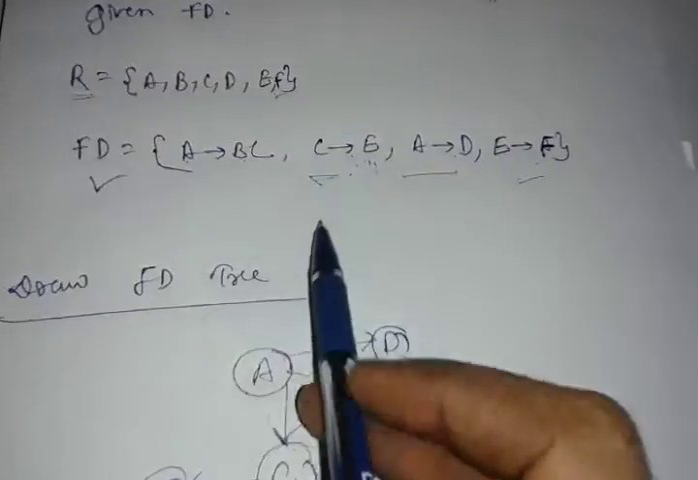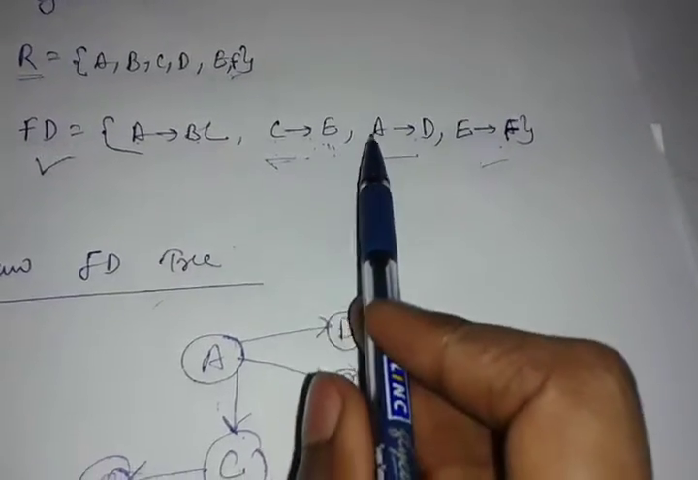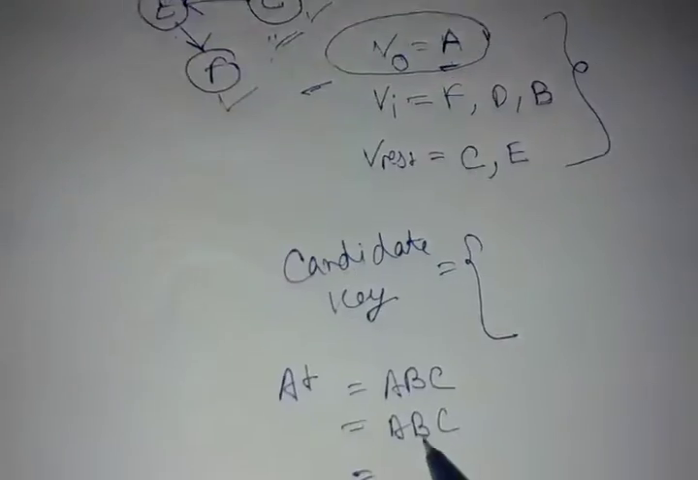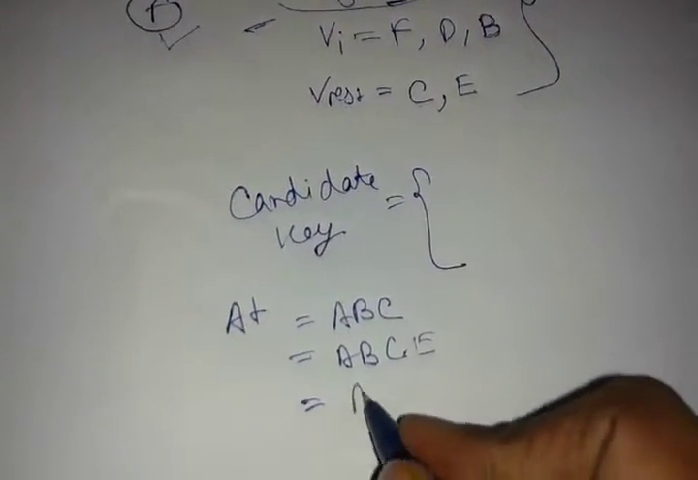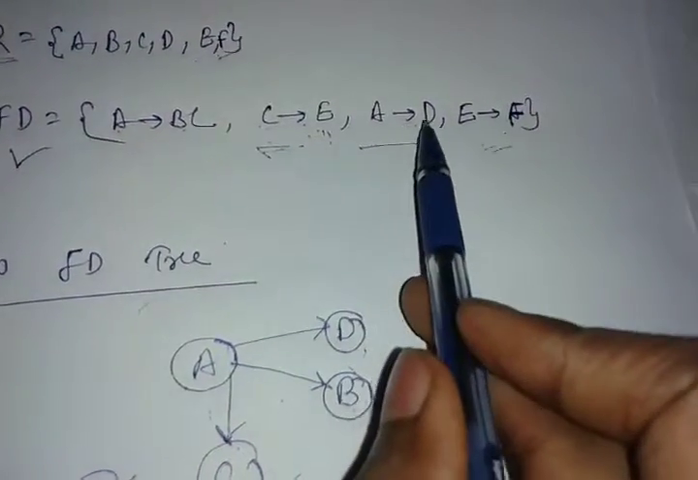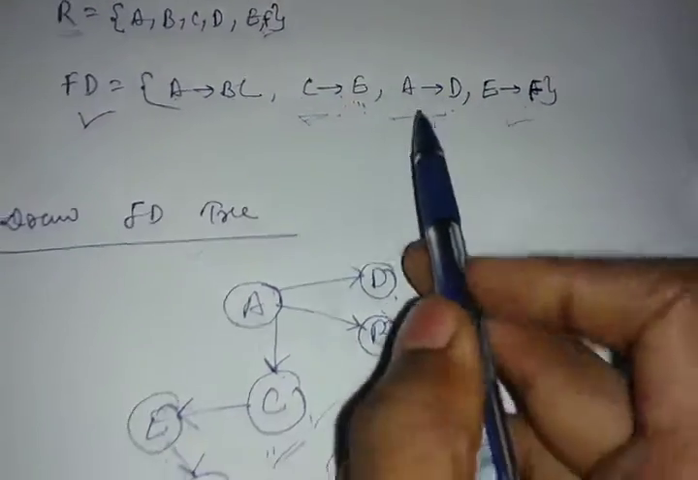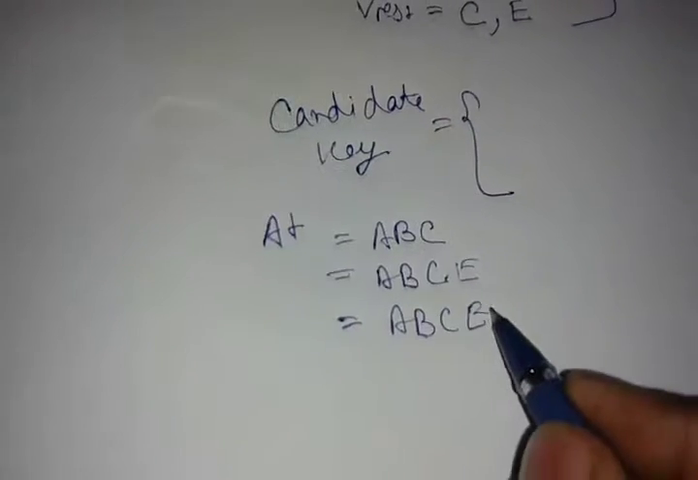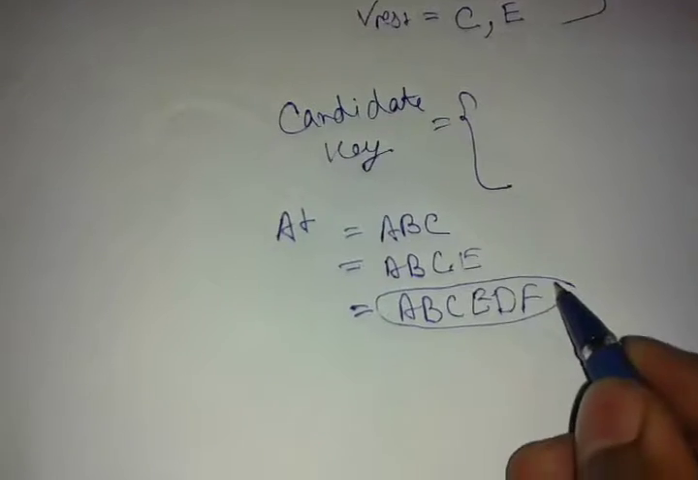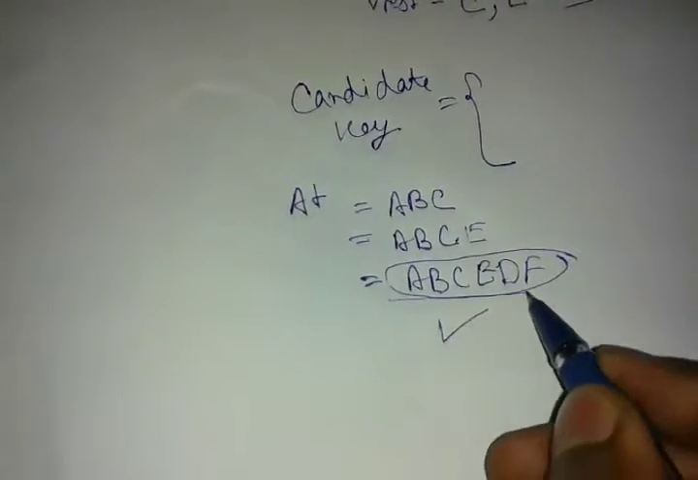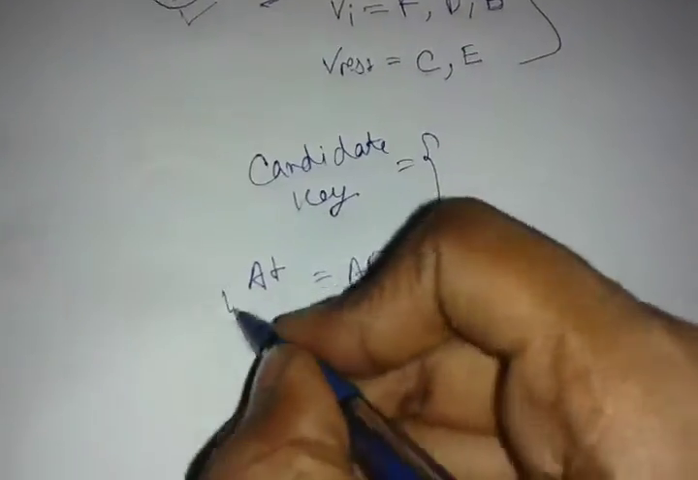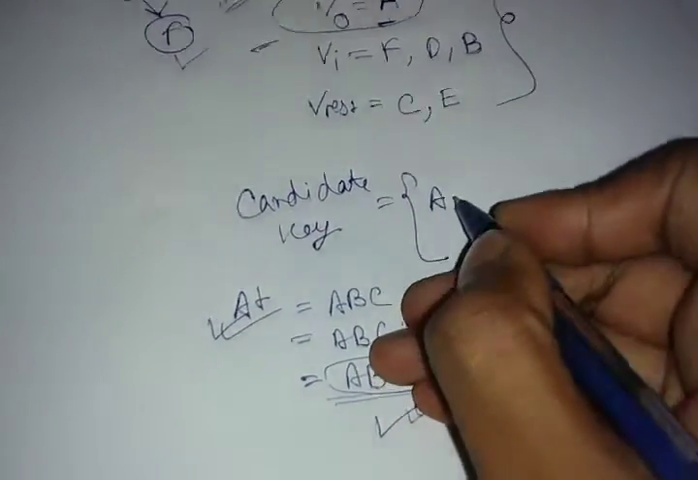From ABC we can derive E, since A, C gives E. Fine, so we can write here E. On the next line we see from A we can derive D, and from E we can derive F. So D and F both are derived from this. Fine. So we have calculated the FDs, and we see all the attributes are coming in this closure. So yes, this is the candidate key. So A is the candidate key.